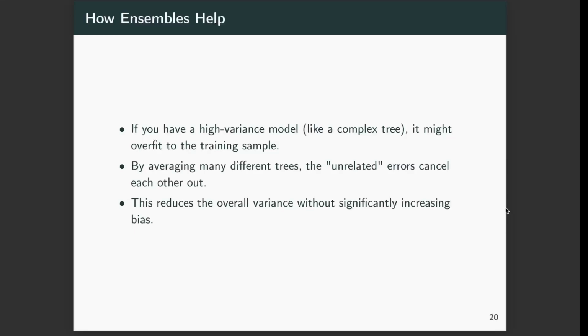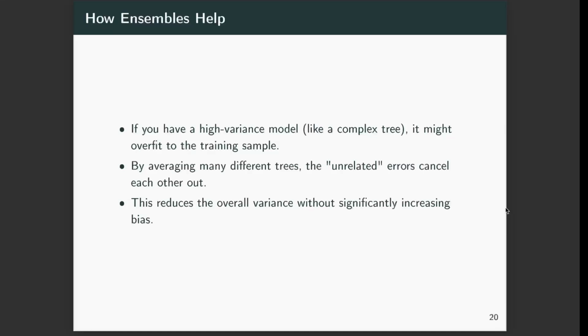Now we can explain precisely how and why ensemble methods work, using the bias-variance framework we just introduced. Consider a complex model, say a fully grown decision tree with no depth limit. Such a tree has low bias. Given enough data, it can approximate almost any complex pattern. But it also has very high variance. It is exquisitely sensitive to the specific training sample it saw. If you trained the same tree architecture on two different random samples of the same underlying data, you would get two quite different trees with quite different predictions.